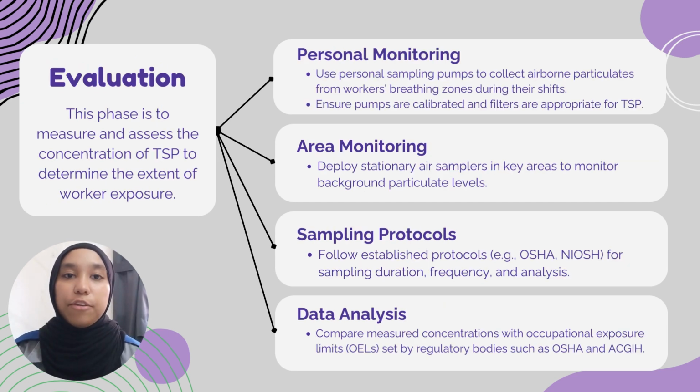Okay, next for evaluation. Evaluation is to measure and assess the concentration of TSP to determine the extent of worker exposure. So there is 4 that we can evaluate, which is first one is personal monitoring. It uses personal sampling pumps to collect airborne particulates from workers' breathing zone during their shift. So we need to ensure the pumps are calibrated and the filters are appropriate for TSP.